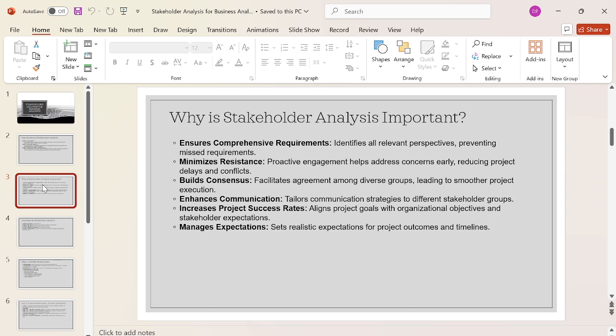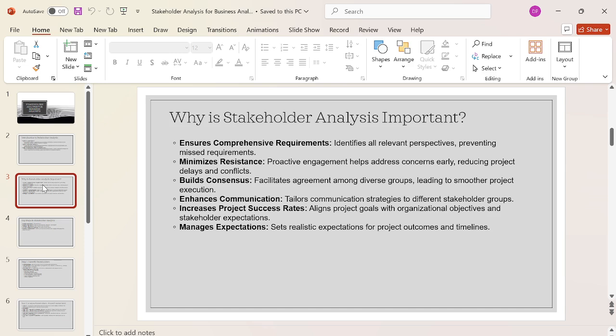Next one is build consensus: facilitate agreement among diverse groups, leading to smoother project execution. Absolutely, if you build a proper relationship with the stakeholders and gather the requirements as they require, that will lead to smooth project execution, and there is no gap between the projects.